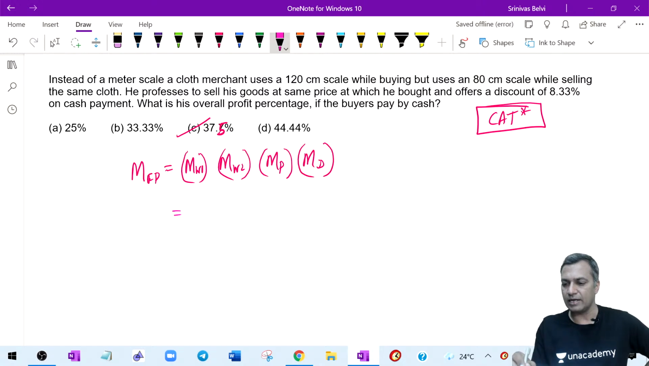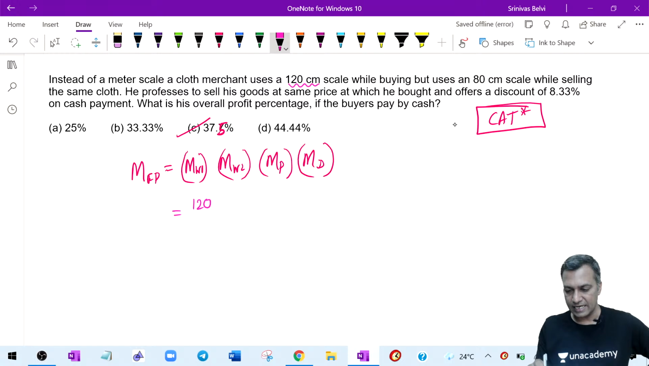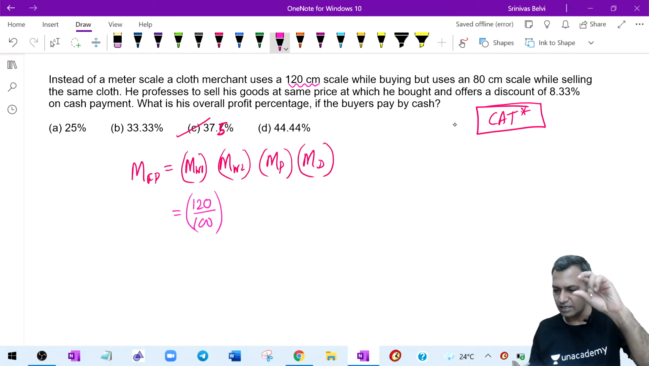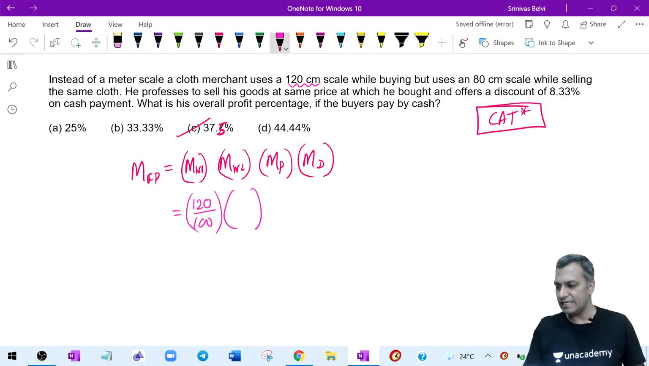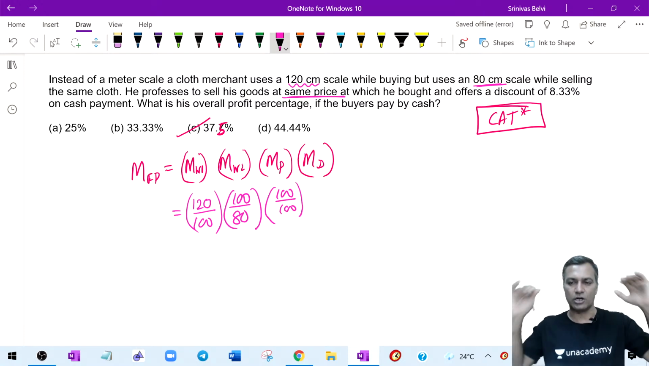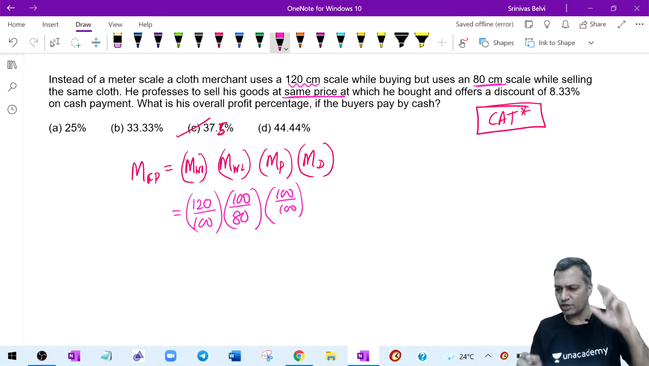What is the multiplier related with buying? He uses a scale of 120 centimeters while buying. He tells the trader that it is a 100 centimeter scale, but when you actually measure it, it is 120 centimeters. He is creating a profit proposition. While selling, he uses another scale which actually measures 80 centimeters, but he tells them that it is 100 centimeters. That is the second one. He professes to sell the goods at the same price, which means the multiplier related to pricing is 100 out of 100, 1 out of 1. No change in the pricing means 1 by 1. If you literally go by that, you can ignore it while writing. That's not a problem, but that is what you would have written there.